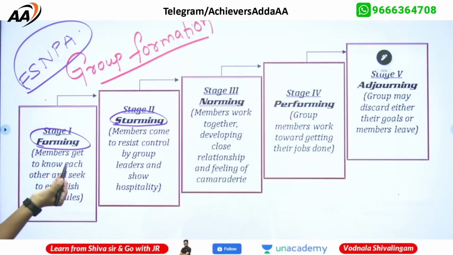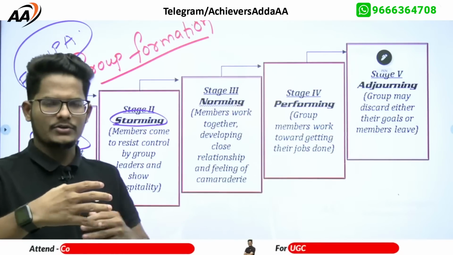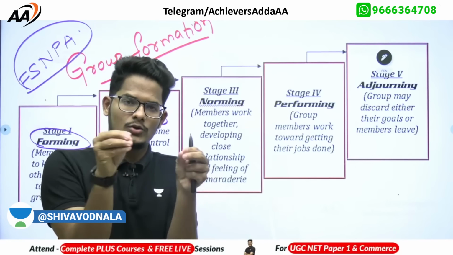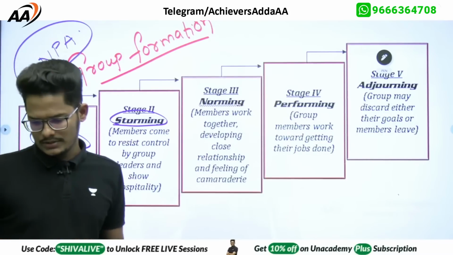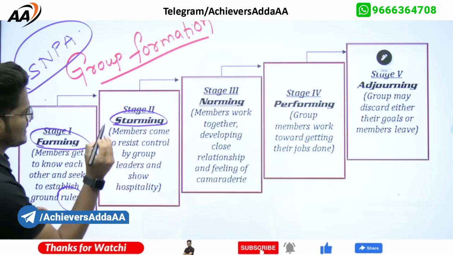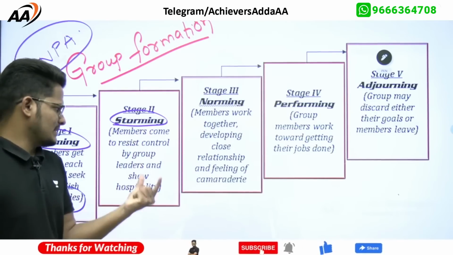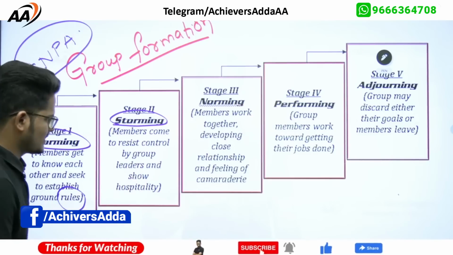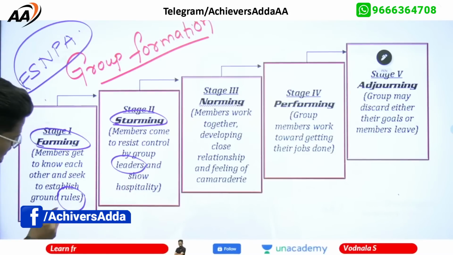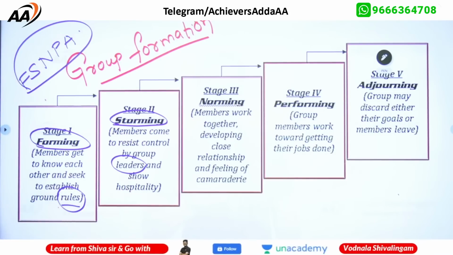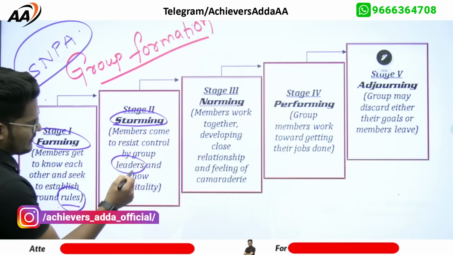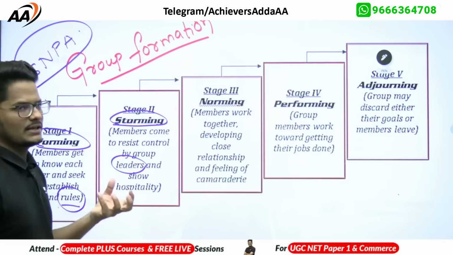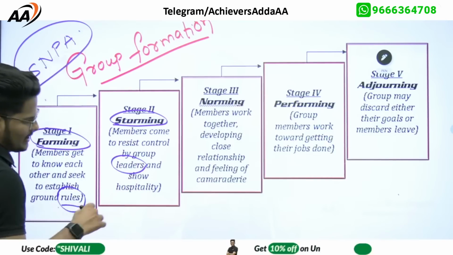In stage number 1, members get to know each other and establish the ground rules. They will introduce themselves and interact with each other, and create certain standard rules to be followed while in the group. That is number one. After that, storming. Members come to resist control by the group leader. Here they will create the rules unanimously, and elect one person as group leader to have control over all the group members.